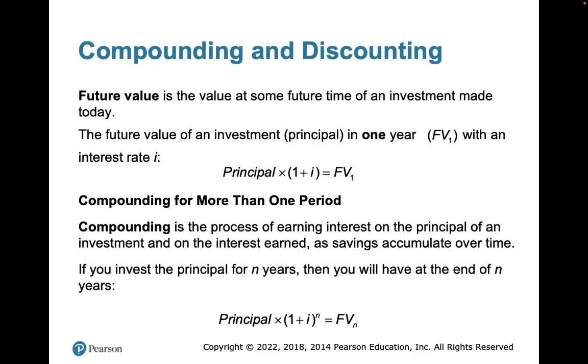So compounding and discounting are different. Discounting is the process of determining the present value of funds that will be paid or received in the future. For compounding, this is the formula: the principal times one plus the interest rate, raised to the number of years, gives you the future value.